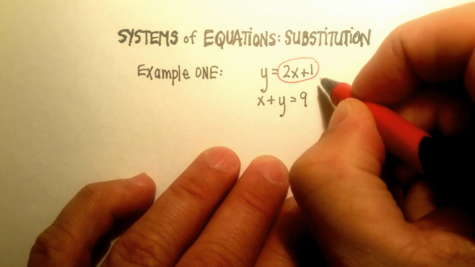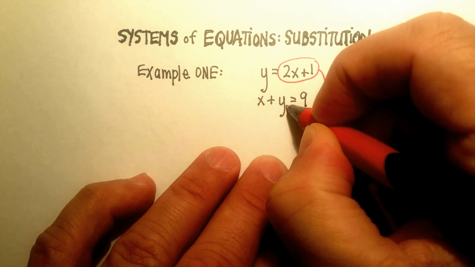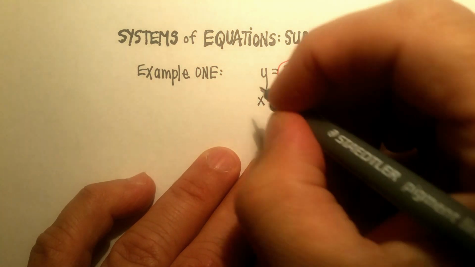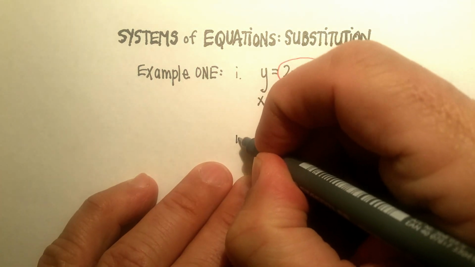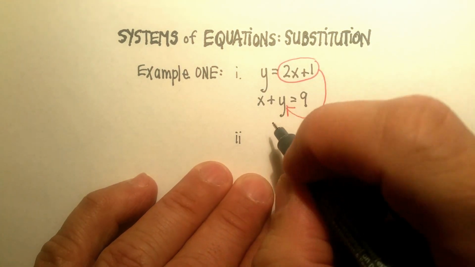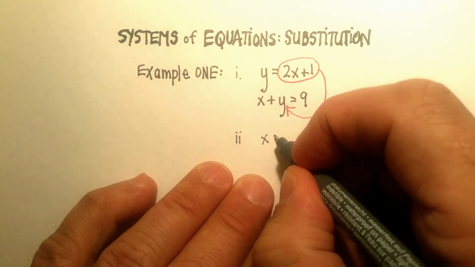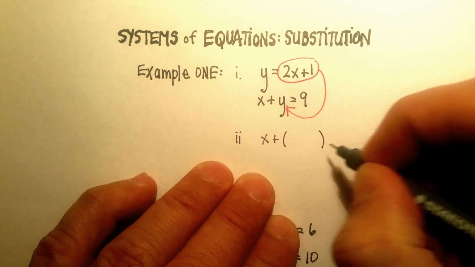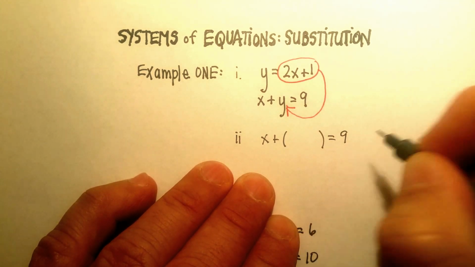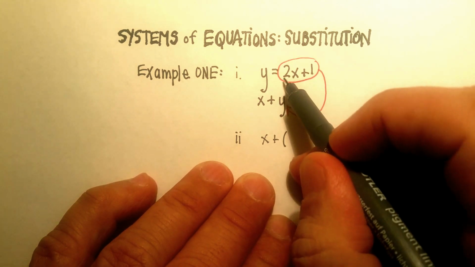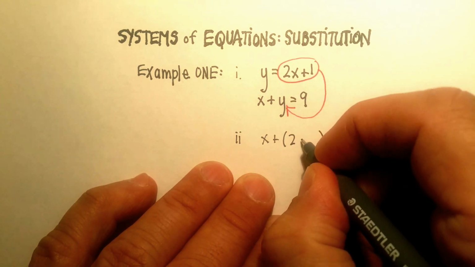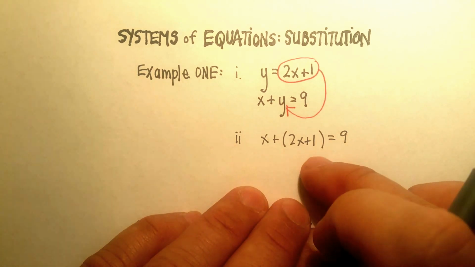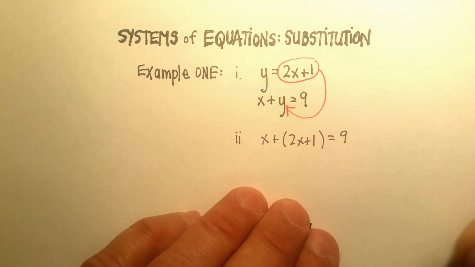So let me just draw that and do that. Okay? Now look what happens when I do that. I'm going to rewrite this second equation by saying x plus, now in parentheses, whenever I replace something, I always should put parentheses, right? And that's going to be equal to 9. But what I'm going to put in here instead of the y is the 2x plus 1. Now the reason I am doing that is because now I only have one variable to solve for. And I can actually solve for it.